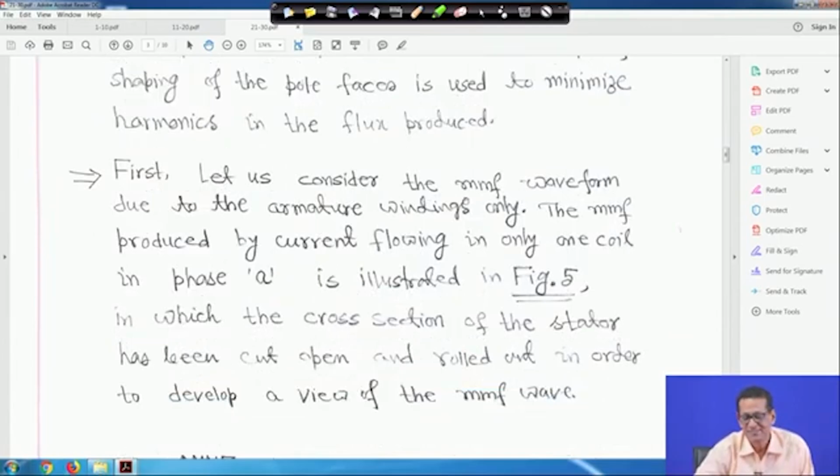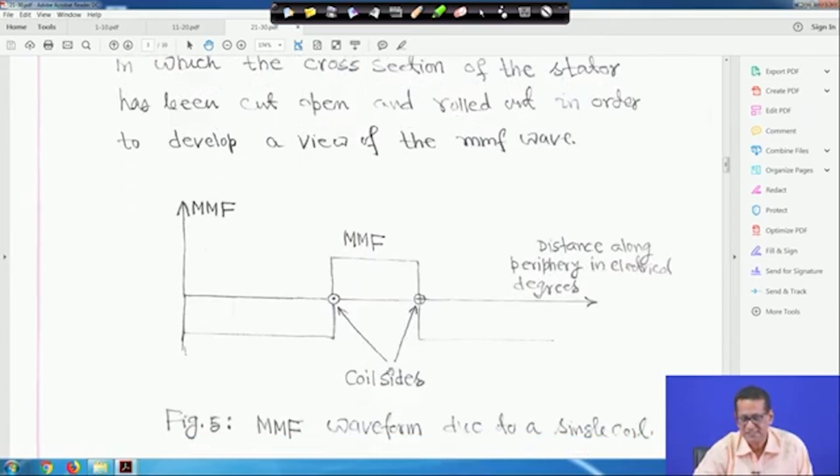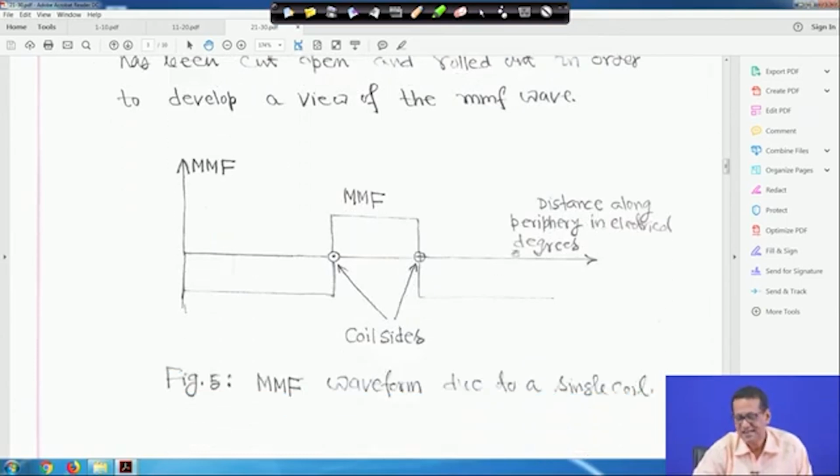So, first let us consider the MMF waveform due to the armature windings only. The MMF produced by current flowing in only one coil in phase A is illustrated in the figure. I will show that, in which the cross section of the stator has been cut open and rolled out in order to develop a view of the MMF wave, right. So, these are the coil sides, and this is distance along the periphery in electrical degrees, and this is my MMF, right, and this is the MMF wave formed due to a single coil.